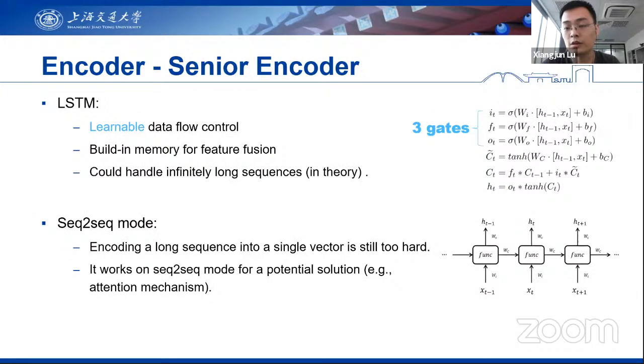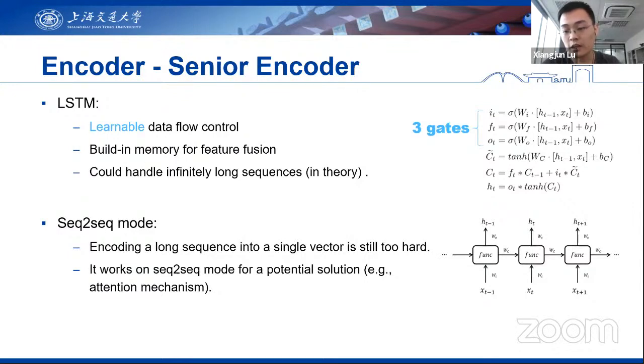For the senior encoder, we use the long short-term memory, LSTM. We use LSTM because it can learn to control the data flow automatically when it goes through the sequential data. There are 3 gates in LSTM, and these gates control what information is collected, forgotten, and yielded. There are also other great properties of LSTM to handle long sequential data.